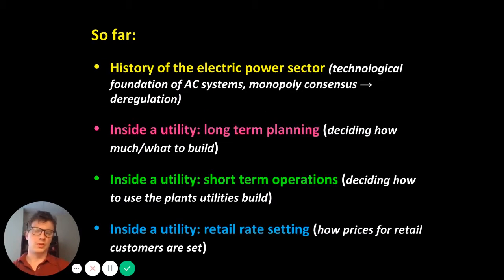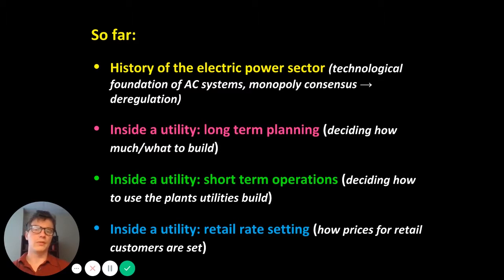We've also talked about the history of the electric power industry: its early days, and both important technological innovations and policy decisions made early on that set the stage for the use of AC power systems and also the business and regulatory framework known as the monopoly consensus. It existed for on the order of 60 to 70 years and resulted in very low prices for electricity, until it didn't. And that led to deregulation.